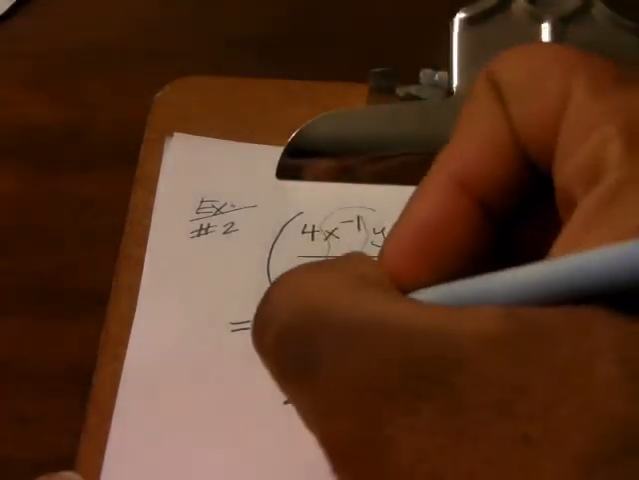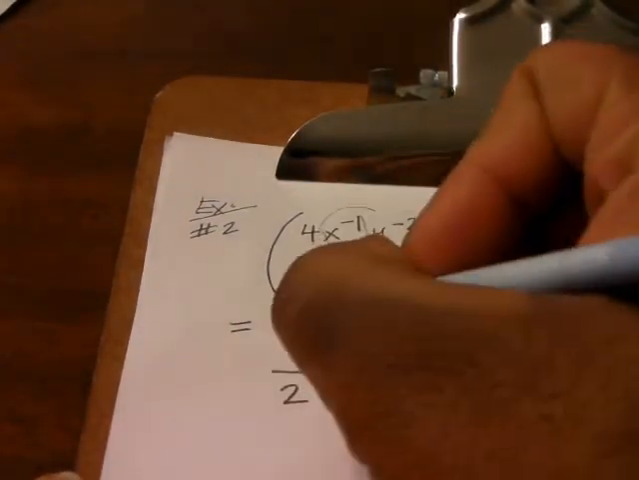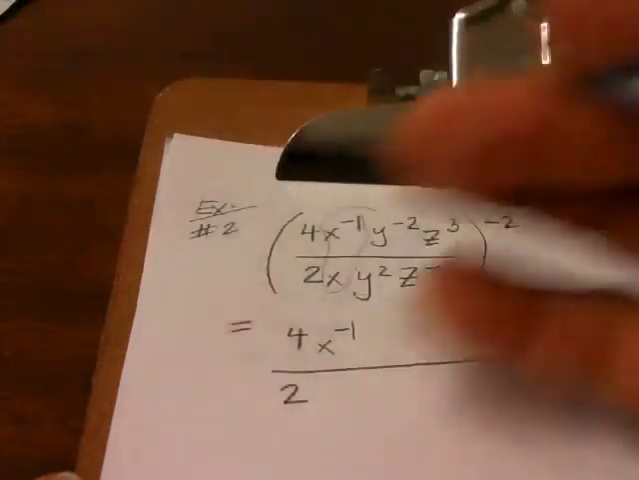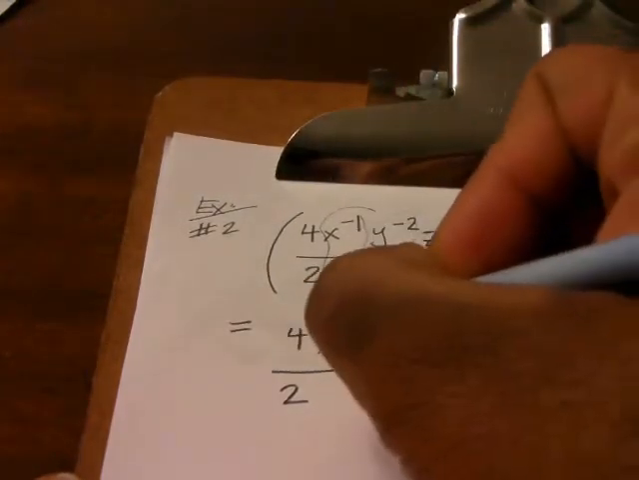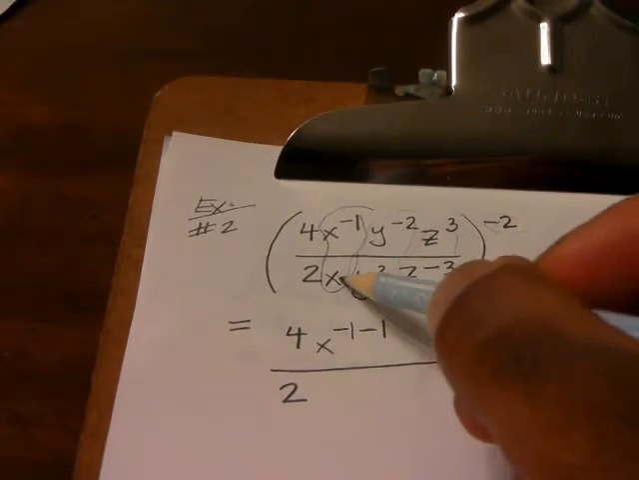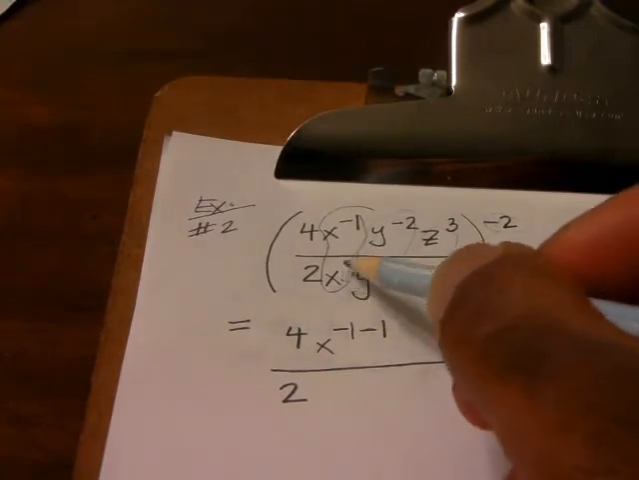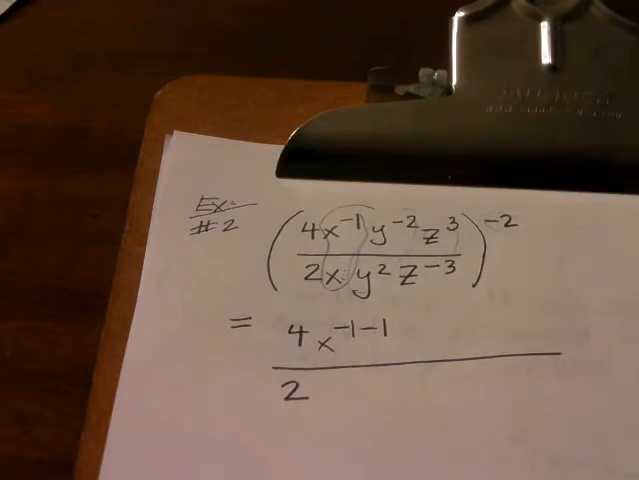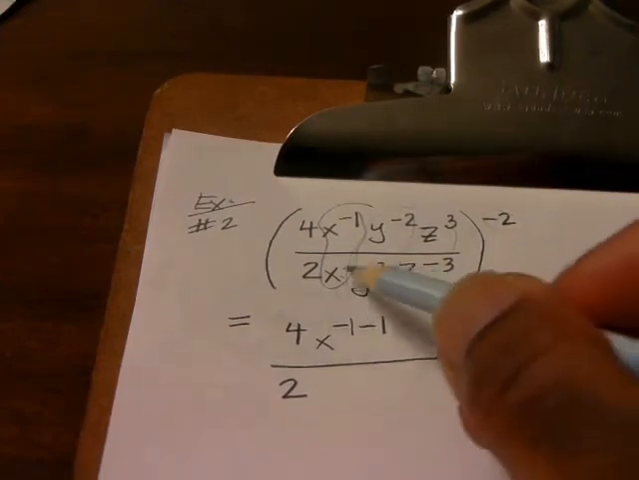Okay, let's try this. So we have X, all right, minus 1, we're applying the quotient rule, minus 1, okay? Because we have X right here, and if there's not a number near X, it's assumed to be raised to the power of 1, and that's how we got the 1 right here.